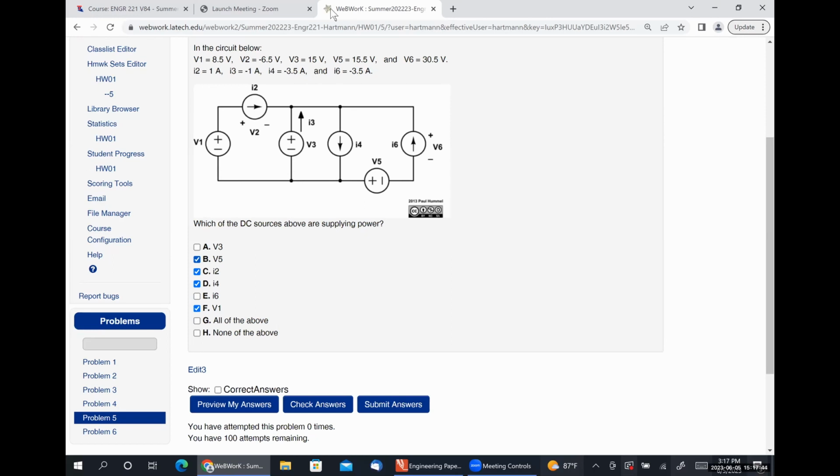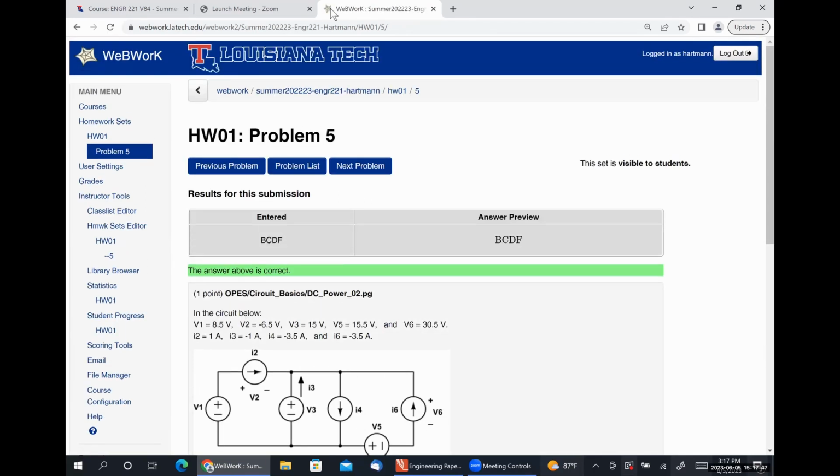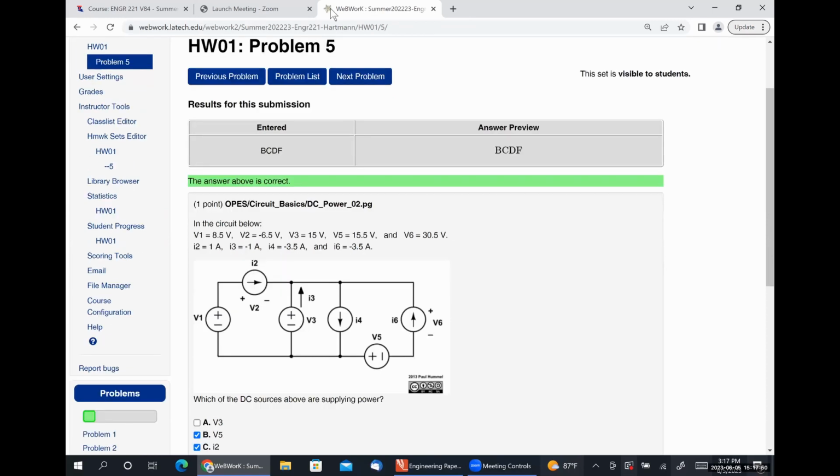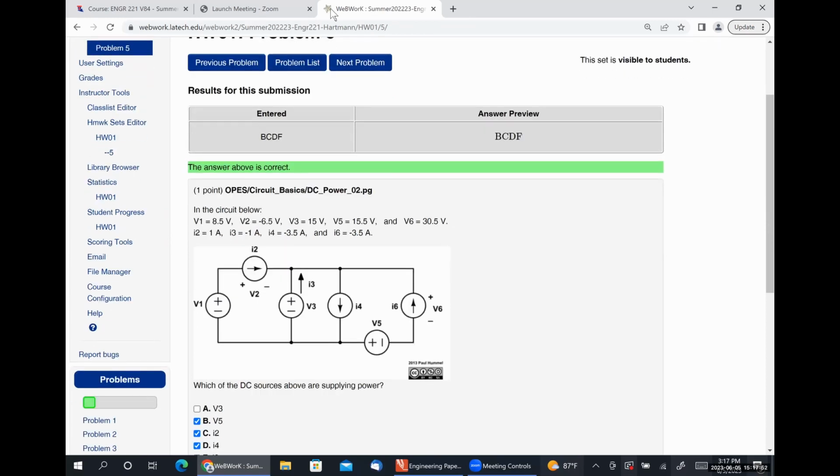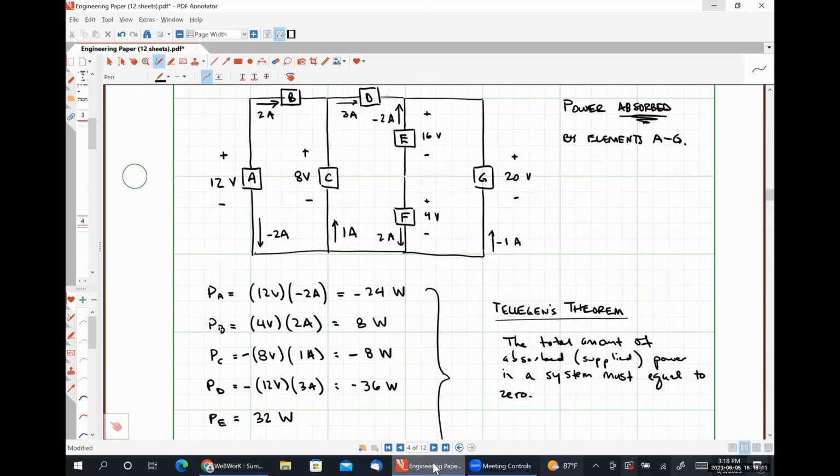And let's just check our answers here. All correct, right? The word positive is missing from "which of the DC sources are supplying positive power here." And that same word positive is missing if you have the absorbed variant, okay? All I did for this was the exact same thing that I did for the example problem we just worked. Just looking through here, multiply the voltage times the current because we were finding supplied power. I was looking for the current flowing into the negative polarity terminal.